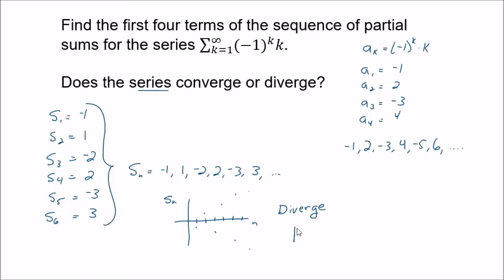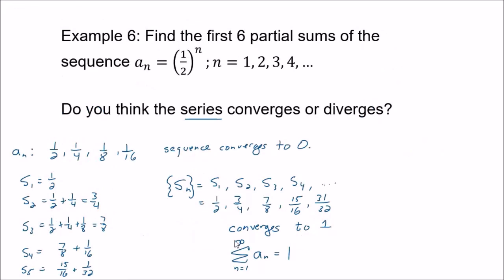The symbol for that a lot of people like to use is a D with a line through it like that. And similarly for convergent, if we say it converges to 1, we use a C with a line like that. This is a symbol for convergent and divergent.